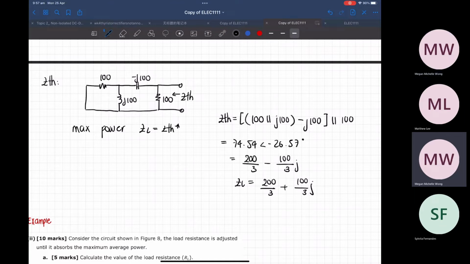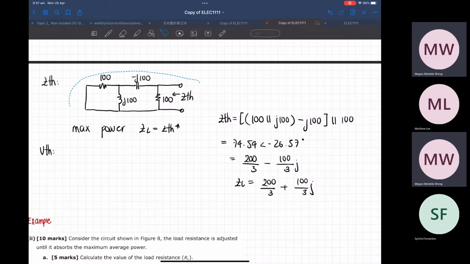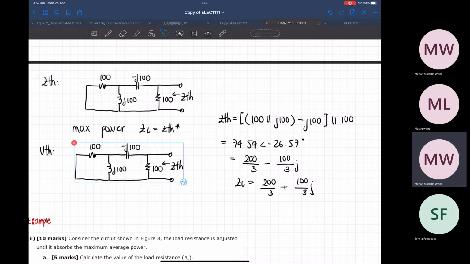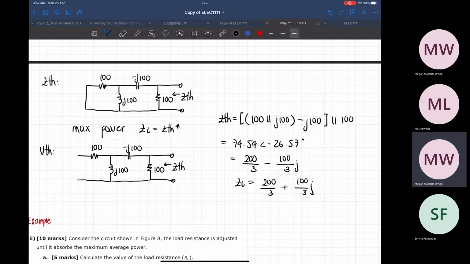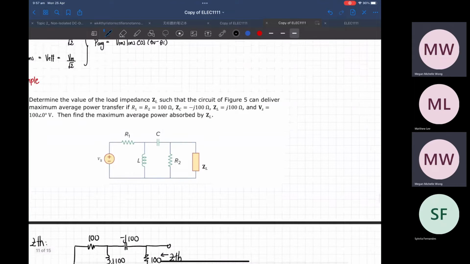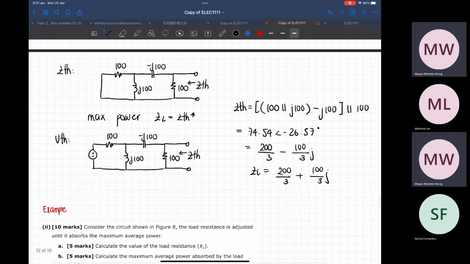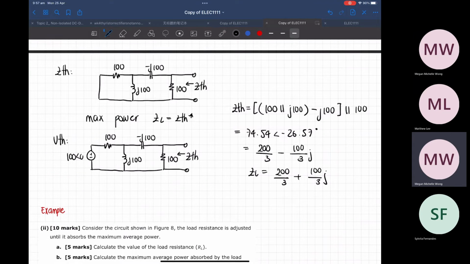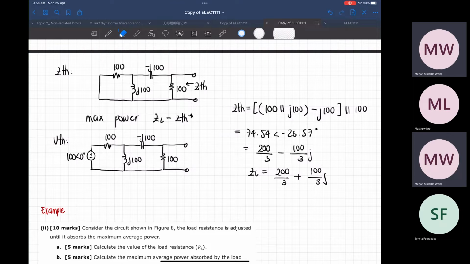So we got that. And then we need to find the maximum power. So we need to solve for V Thevenin right now. So for my V Thevenin, just copy paste these, adding my source, which is 100 angle of 0. And then now this is V Thevenin plus minus.